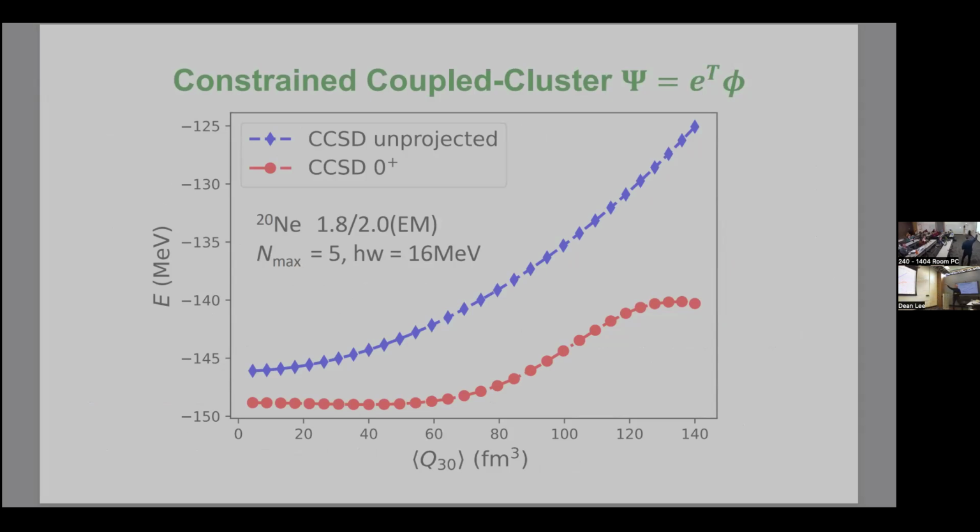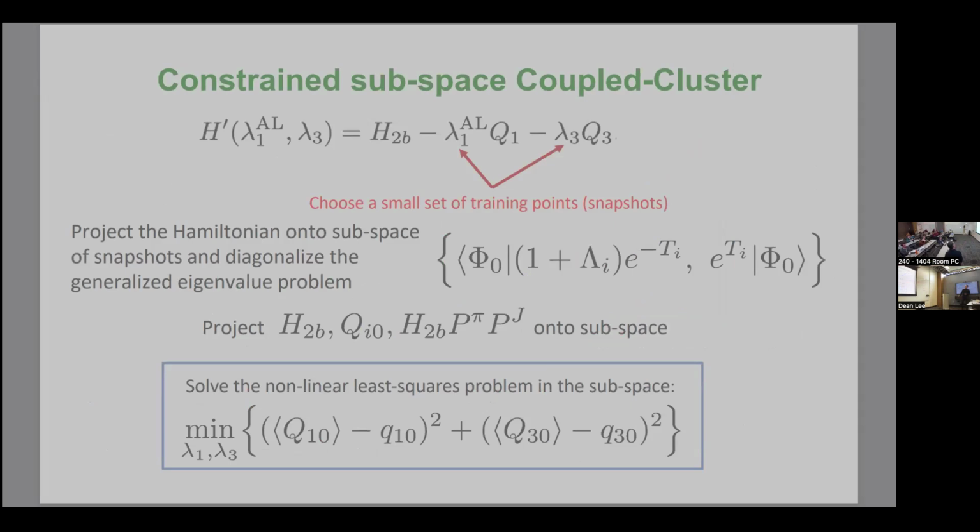And then we want to predict the rest of the curve and also the projected minimum for the 0+ state, for example. So basically then we have our set of training points or training vectors, the right solutions and the left coupled cluster solutions. We project all these operators here, the two-body Hamiltonian, the electric multipole operators, and also the parity and angular momentum projected Hamiltonian onto the subspace of snapshots.